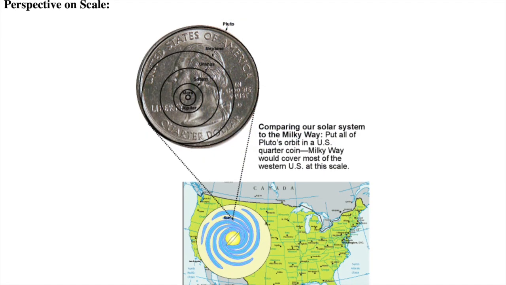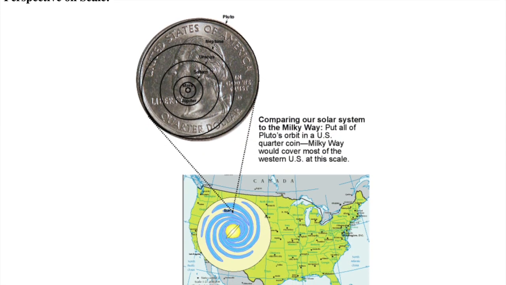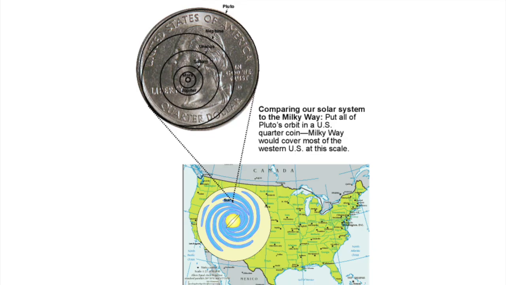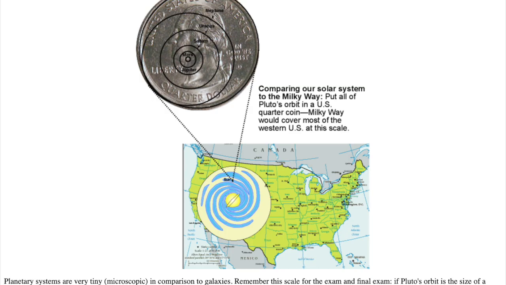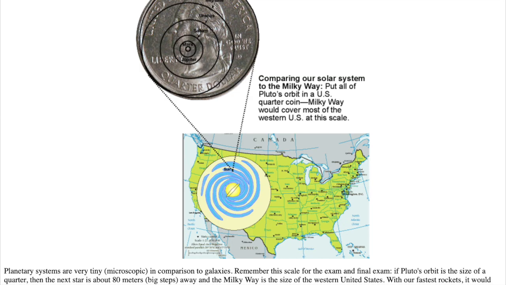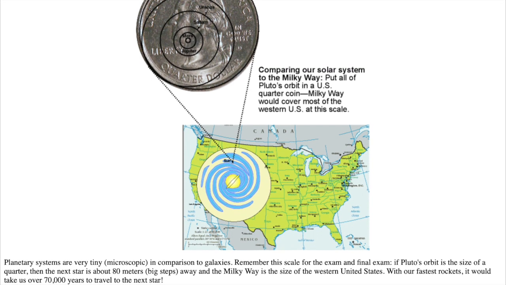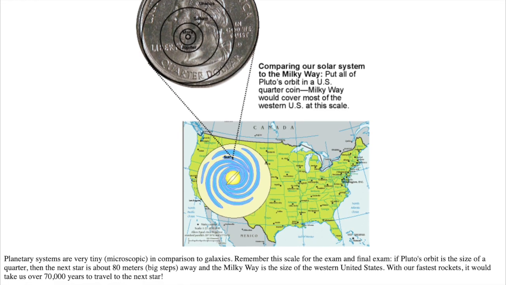The Milky Way is millions of times larger than the solar system. If Pluto's orbit were shrunk down to the size of a quarter, the nearest star system would be 84 meters away, and the Milky Way would be the size of the western United States.